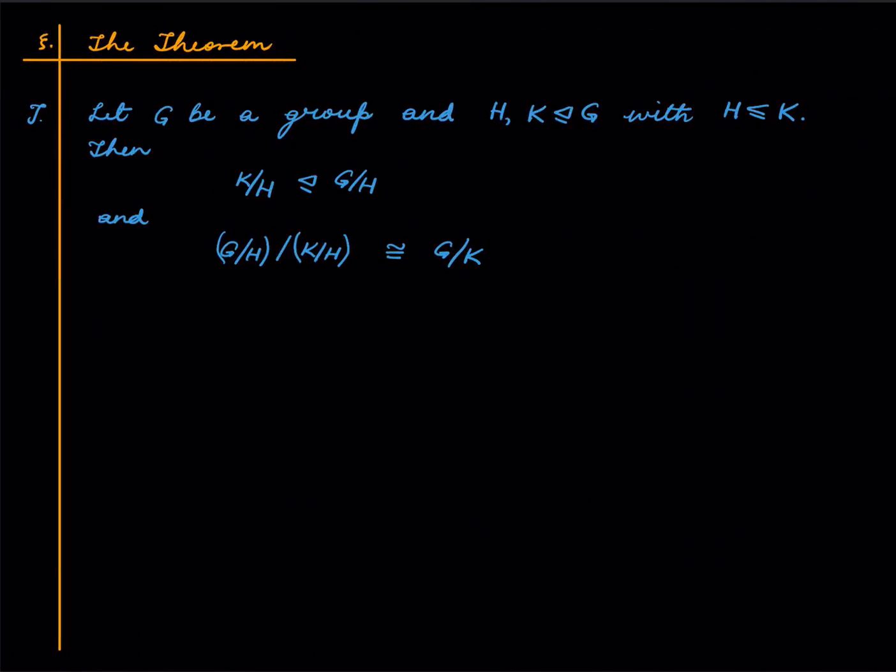The theorem is as follows. Fix a group G with two normal subgroups H and K, and suppose H is a subgroup of K. So then clearly H is also normal in K. I'm not writing that. So one of the conclusions is that K mod H, which is legitimate since H is normal in K, is a normal subgroup of G mod H, and then the corresponding quotient is actually isomorphic to G mod K. So it's sort of like you can cancel off these things, just like in numbers, A by B divided by C by B is A by C.